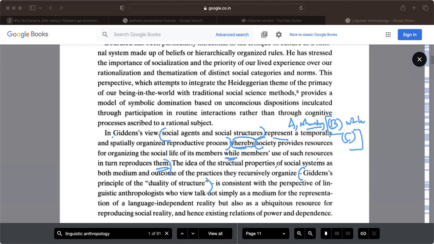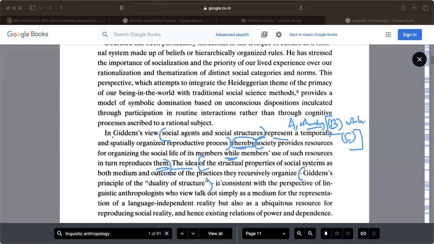So the idea of the structural properties of social systems as both medium and outcome, because the society is the medium for your social life. Society or social life is also the outcome of your social life, right? That's why we called it a reproductive process. So that idea of structural properties of social systems as both medium, so structural properties as medium, structural properties as outcome of the practices they recursively organize. Recursively, because it's repetition, right? Recursion happening again and again like a loop. That idea, so here you can put brackets, okay?